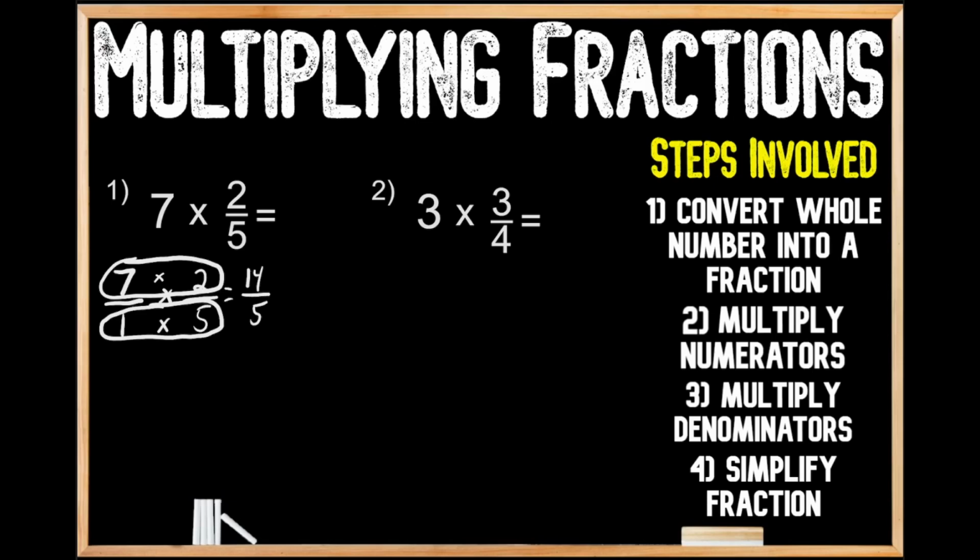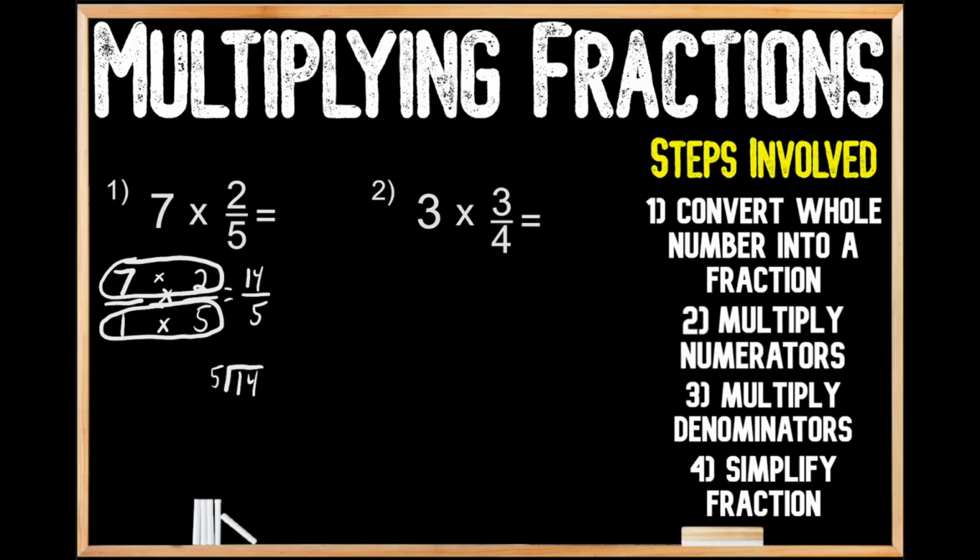Now we can move on to step number 4, which is to simplify our fraction. We can see here that we have an improper fraction because the value of our numerator is greater than the value of our denominator. So we're going to have to convert this improper fraction into a mixed number. In order to do that, we need to figure out how many equal groups of 5 we can make out of 14. So we're going to go ahead and divide 14 by 5.